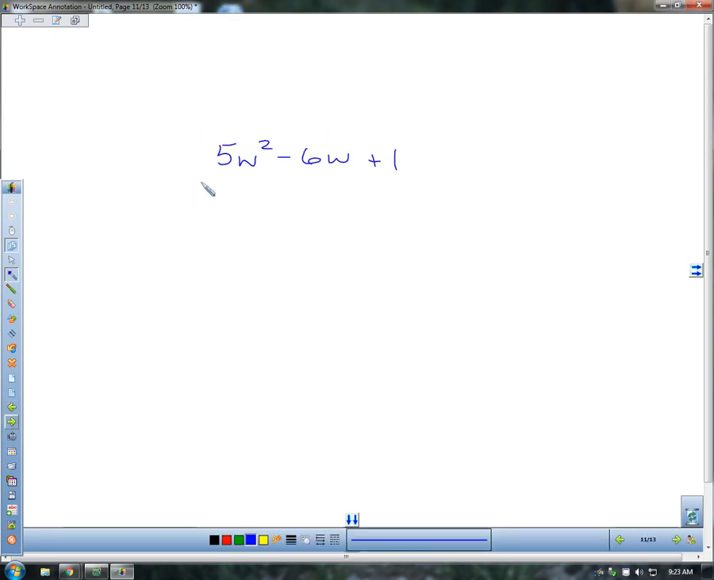So, 5w squared minus 6w plus 1. So our first step is look for a GCF. Then I'm going to multiply the front and the back number. So I'm looking for a positive 5. If I have a positive product and a negative sum, that means I have a negative times a negative. Well, 5 times 1 is 5. Negative 5 minus 1 is negative 6. So I have my factors, x minus 5, x minus 1.